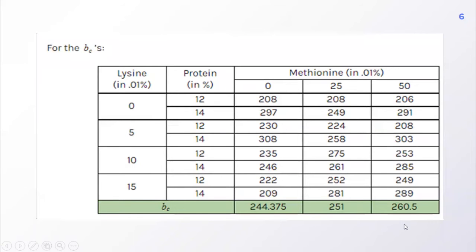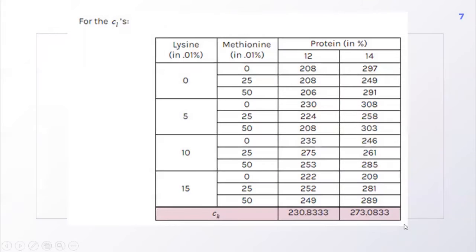Repeat the same process for the C sub L's. But again, we need to arrange the three-way table as such, where lysine and methionine are grouped together with one block of each level of protein. And then just get the corresponding means for each level. And we will arrive at these values.